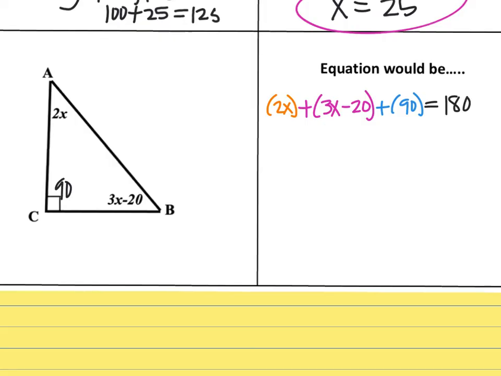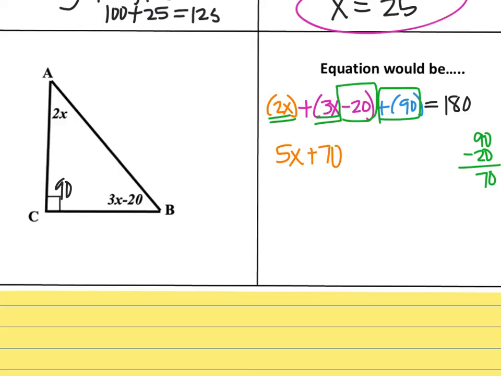Okay, this time I have two amounts with a variable. 2x plus 3x is 5x. And then the amounts that I have for the constant values, it says minus 20 plus 90. So I do have to do minus 20, not add 20. I'm combining them. 90 minus 20 is 70. So now I have plus 70, and the total is still 180 for the whole triangle. Now we'll just solve like a normal equation.